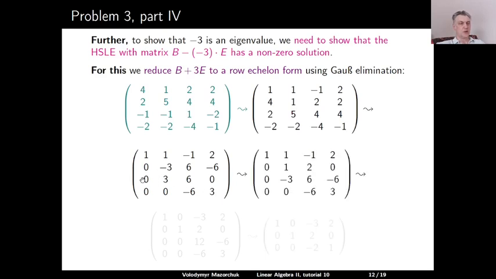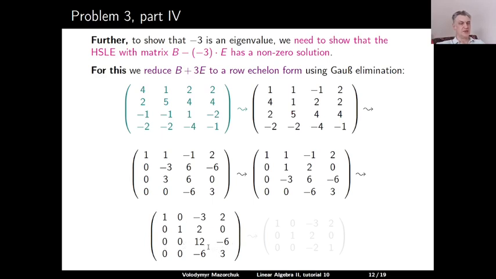So now we swap rows 2 and 3 and divide row 2 by 3. So row 2 becomes 0, 1, 2, 0. And now we can use this 1 to kill everything else in its column. So we subtract row 2 from row 1, and we multiply row 2 with 3 and add to row 3. Rows 2 and 4 remain the same. Row 1 becomes 1, 0, -3, 2, and row 4 becomes 0, 0, 12, -6.